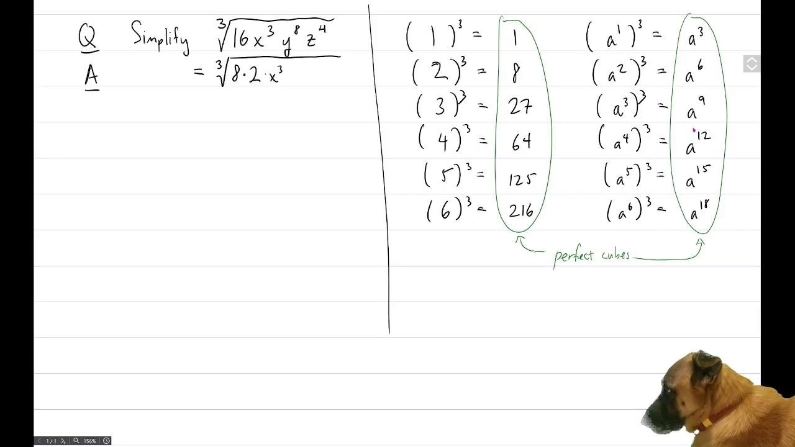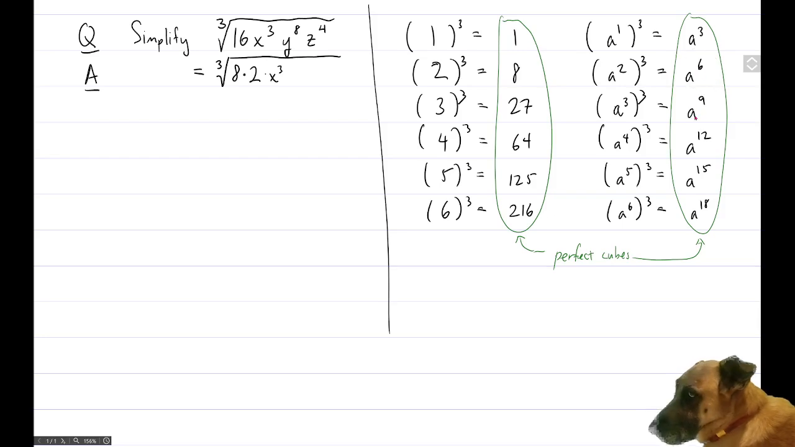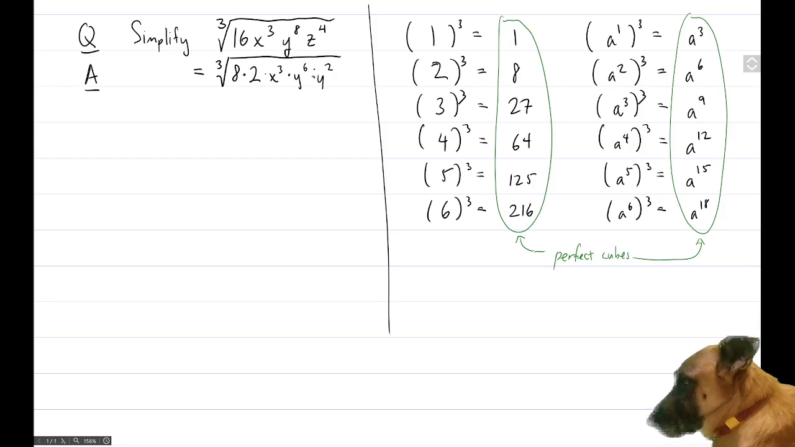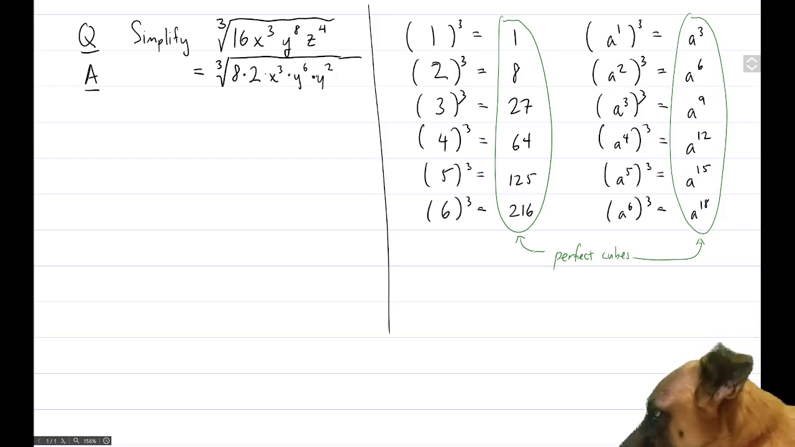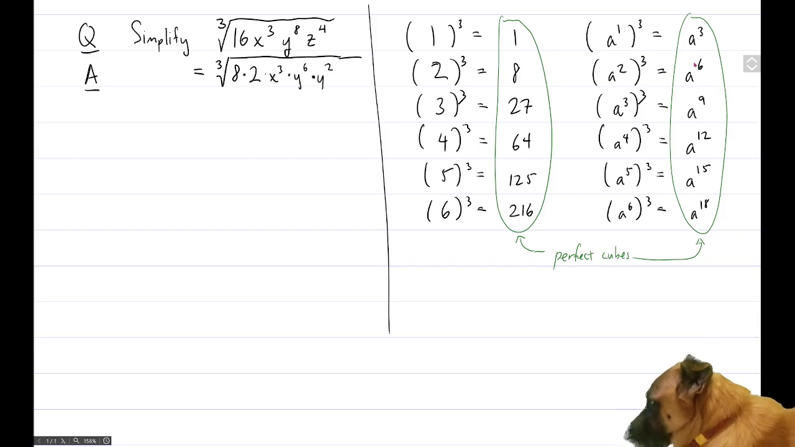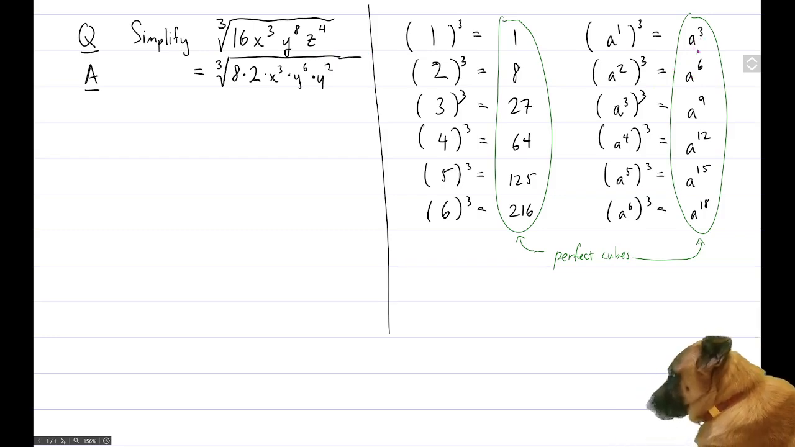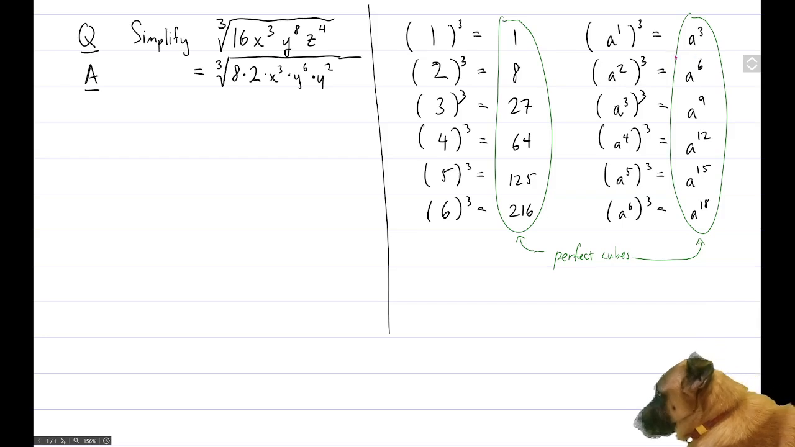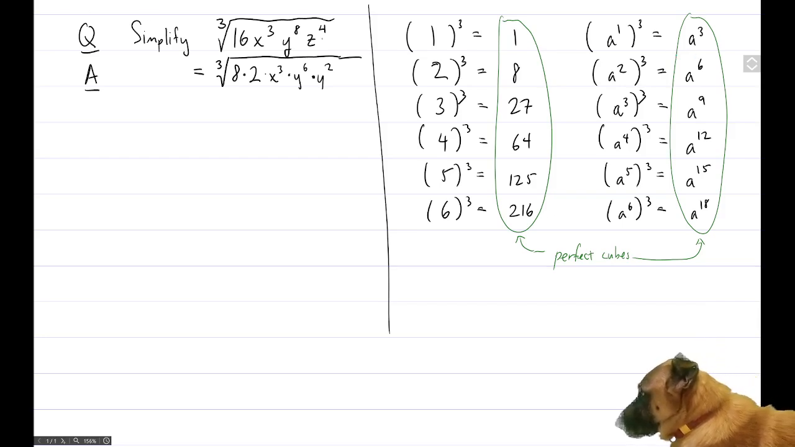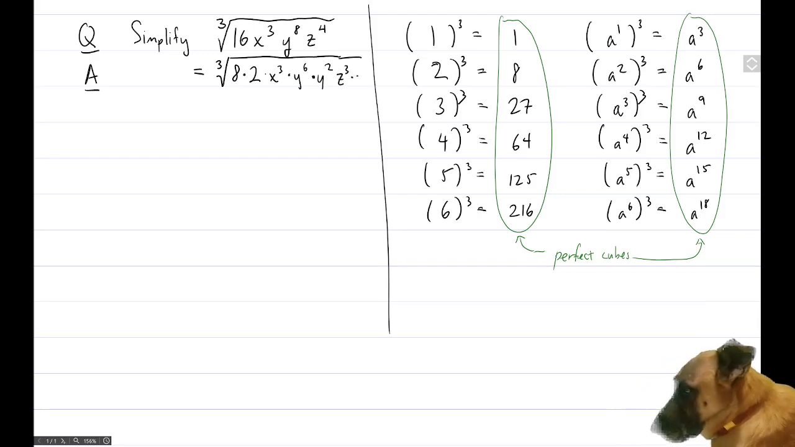Y to the 8th, take a look at our list. Ooh, y to the 6th would have been a perfect cube. Y to the 9th would have been. So how should we rewrite y to the 8th? Well, as y to the 6th times y to the 2nd. Finally, for z to the 4th, that's not in our list. I mean, there's z to the 3rd and z to the 6th. Z to the 4th was missed here. So to write z to the 4th as a perfect cube part and a non-perfect cube part, it's z cubed times z to the 1.